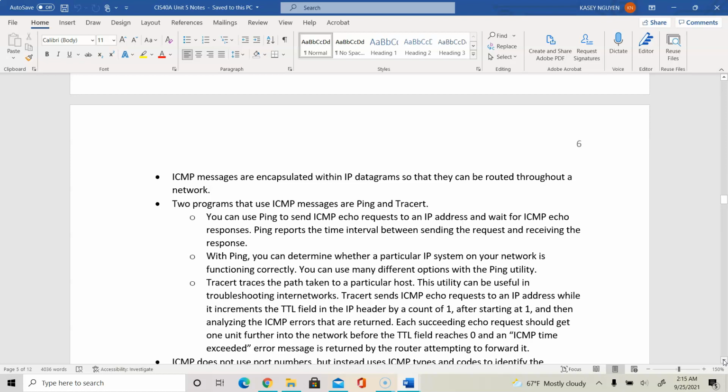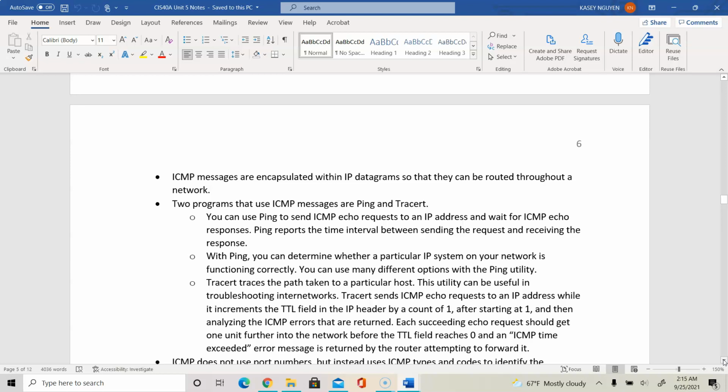So ICMP is always going to tie to ping, and ICMP is also going to tie to the application traceroute. Traceroute is used to follow a packet, so it's actually pinging the systems along the path from the source to the destination. When we use ping, we send an echo where it's going to ask for a response. So when we ping, it does an ICMP echo request, and it's going to wait for the target system or the destination to respond with an ICMP echo response, or reply.